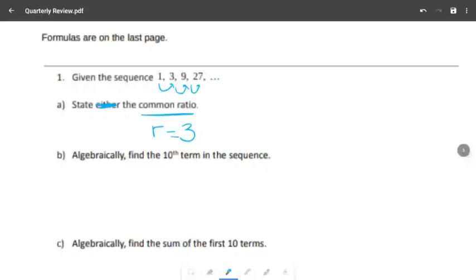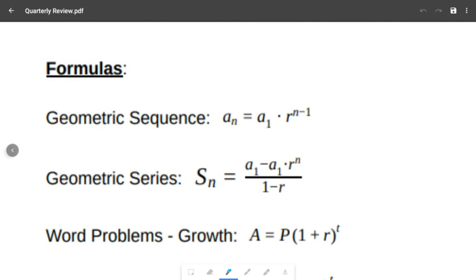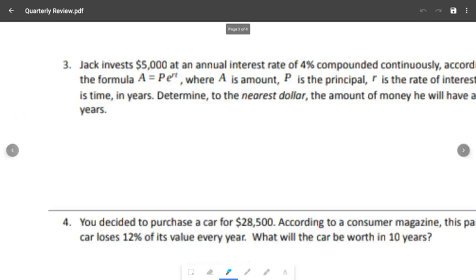Part B, algebraically find the 10th term in the sequence. We're going to use the formula for this, and if you go to the last page, I gave you the formulas. We should be using the first one, for question 1B. The formula is A_N equals A_1 times R to the N minus 1 power.